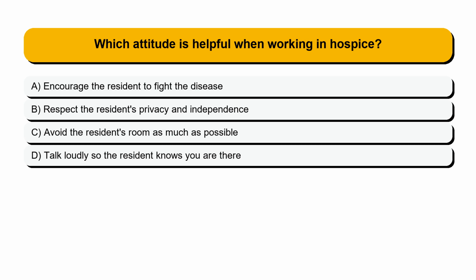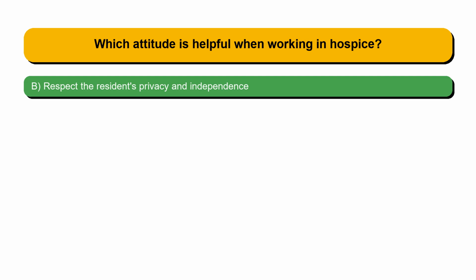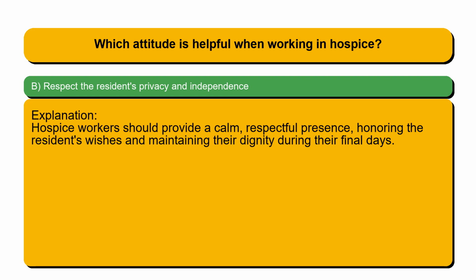Question 31. Which attitude is helpful when working in hospice? Option A. Encourage the resident to fight the disease. Option B. Respect the resident's privacy and independence. Option C. Avoid the resident's room as much as possible. Option D. Talk loudly so the resident knows you are there. The correct answer is option B. Respect the resident's privacy and independence. Hospice workers should provide a calm, respectful presence, honoring the resident's wishes and maintaining their dignity during their final days.